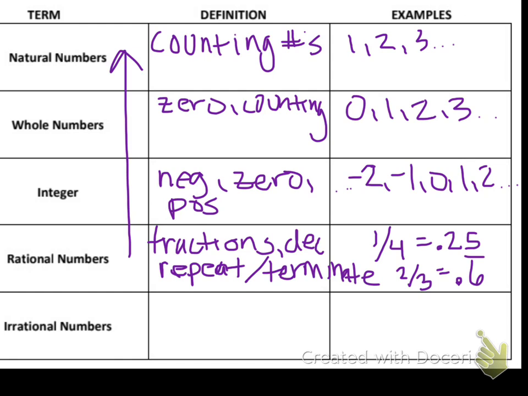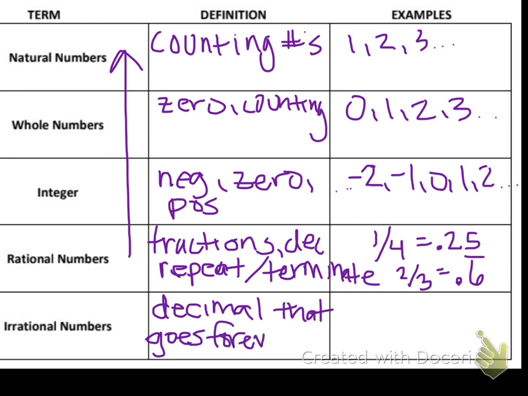Irrational would be, it can't be written as a fraction, so it's ultimately going to be a decimal that has no pattern, and it goes forever. So it goes forever with no pattern. So some common irrational numbers as far as examples, the most common one we know is pi. And then on the next page we're going to talk about some exceptions. So like the square root of 7 would also be an irrational number. If you type that in the calculator, you would get a decimal.